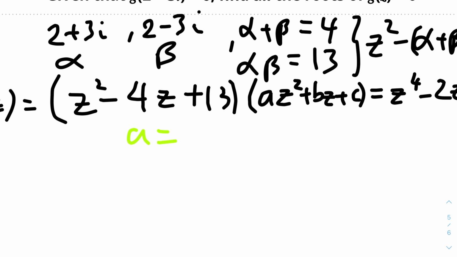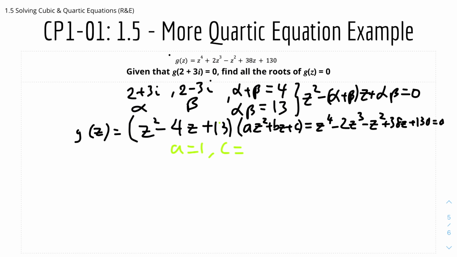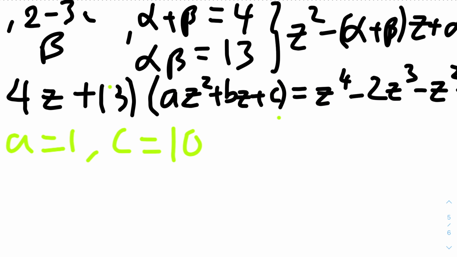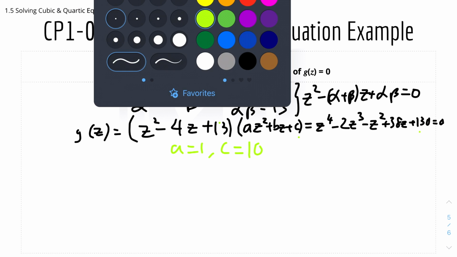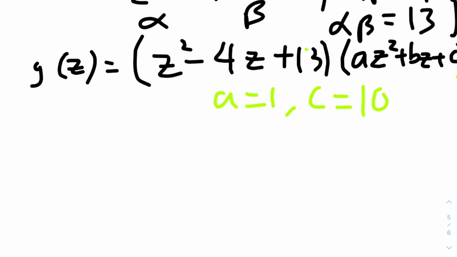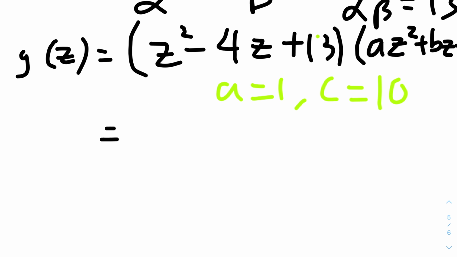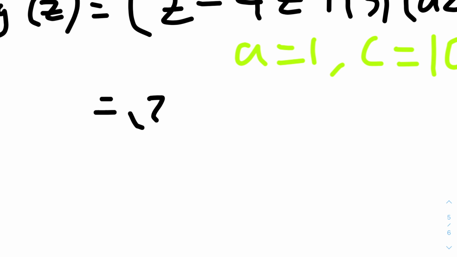Right. And we can find c. c times 13 will be equal to 130. That means c equals 130 divided by 13, which is equal to 10. Like so. That means we can rewrite the equation, let me just rewrite it here. It's not working. Let me just rub it out.